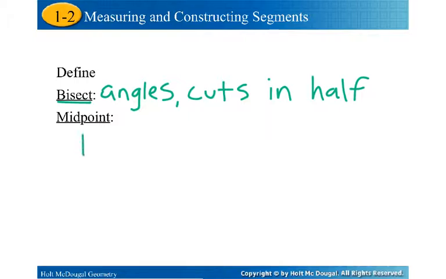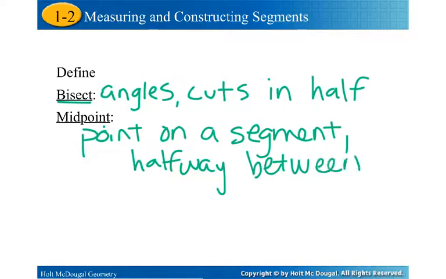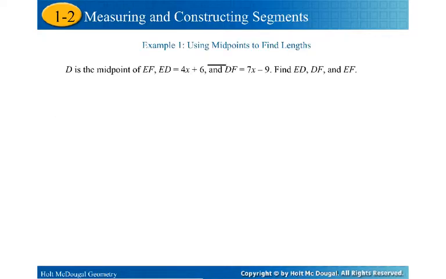So a midpoint is a point on a segment, and it is halfway between endpoints. Maybe I should write the rest of that word. Halfway between endpoints. The next page is going to be your actual definitions, but again, if I bisect something, I've cut it in half, and if I have a midpoint, of course it's a point, not necessarily a cut, but a point that is halfway between. So here's your definitions, if you want to write those down, pause the video.